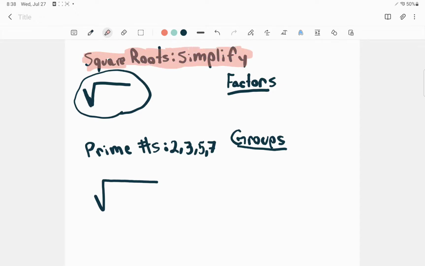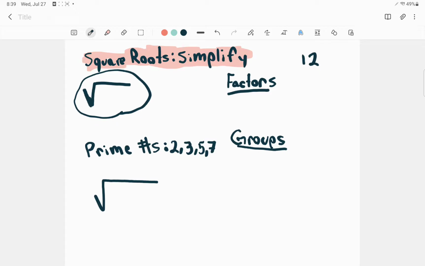And how do we do that? Well, there's two things that you need to understand whenever you're simplifying square roots. First one is factors. Second one is finding groups. That's all you need to know. All right, so I'm going to give you a number and we're going to work this together. So 12.